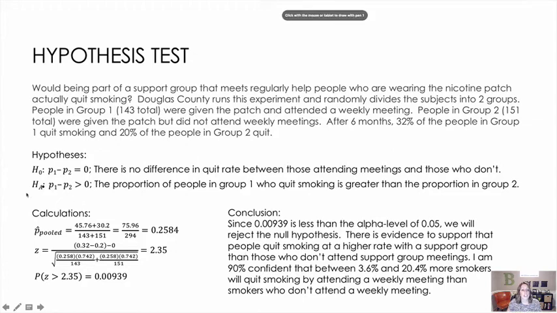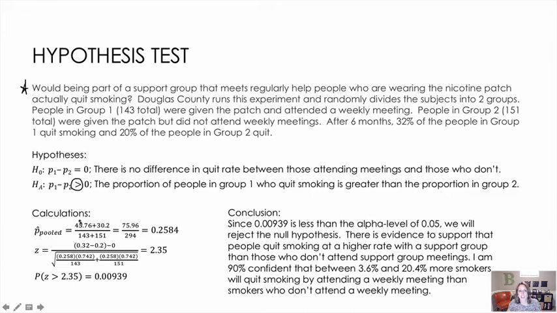So again, the hypotheses. The first one is that when I subtract, the proportion difference is going to be equal to 0. So there's no difference in quit rate between those attending meetings and those who don't. And then our alternative is greater than, and I knew it was greater than based on this very first sentence, where it says that it's going to help them to quit smoking.